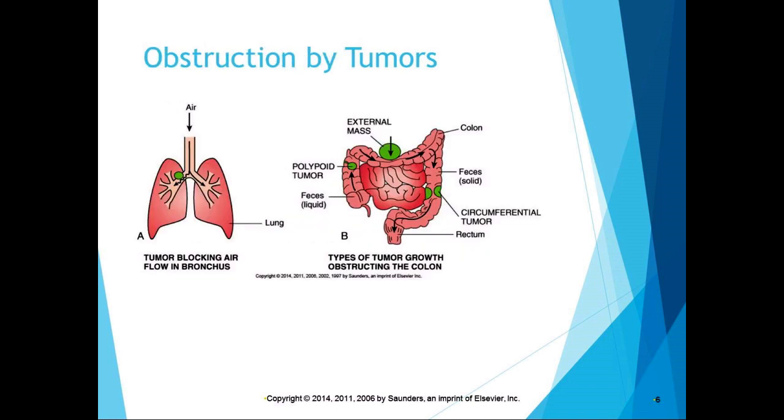So this is just some examples from the book of possible obstruction by tumors. The first one is showing tumor blocking the airflow, and the other one is showing obstructions in the colon from tumors. So it can be internal or external obstructing.